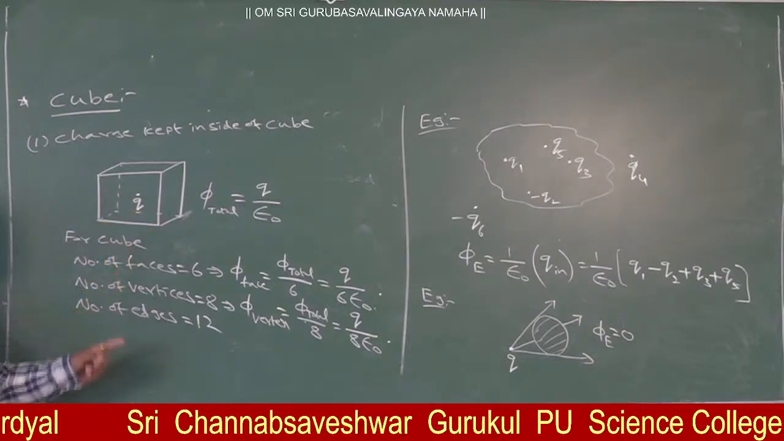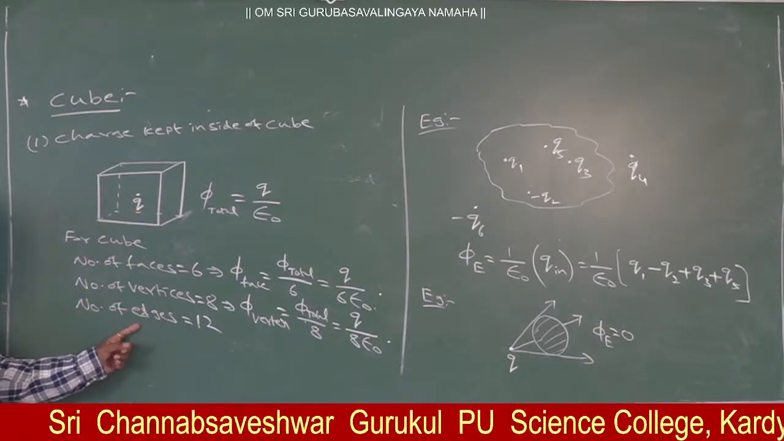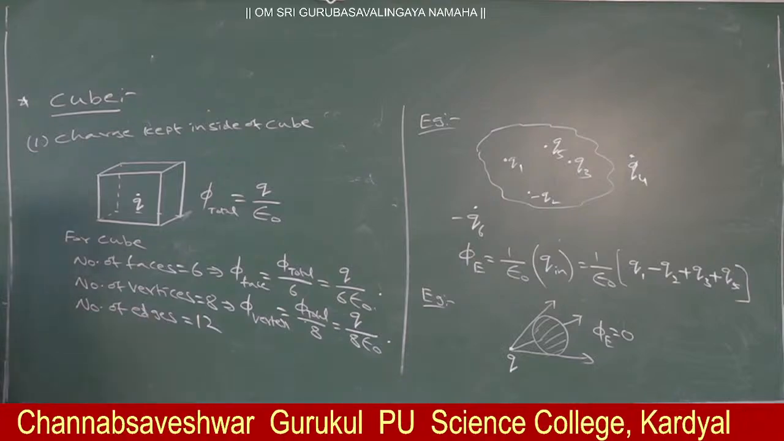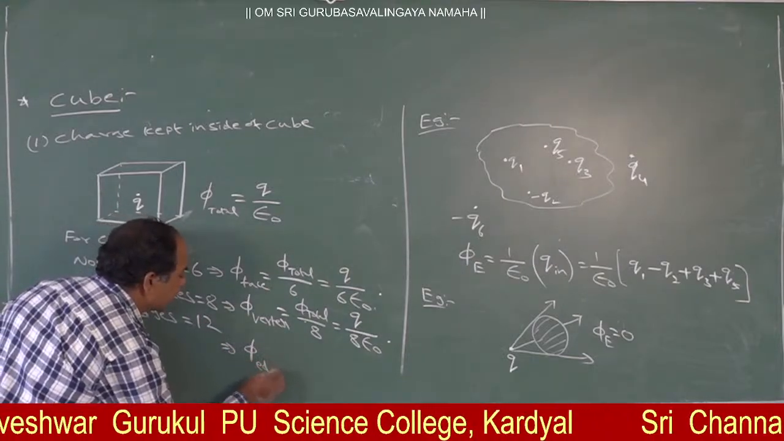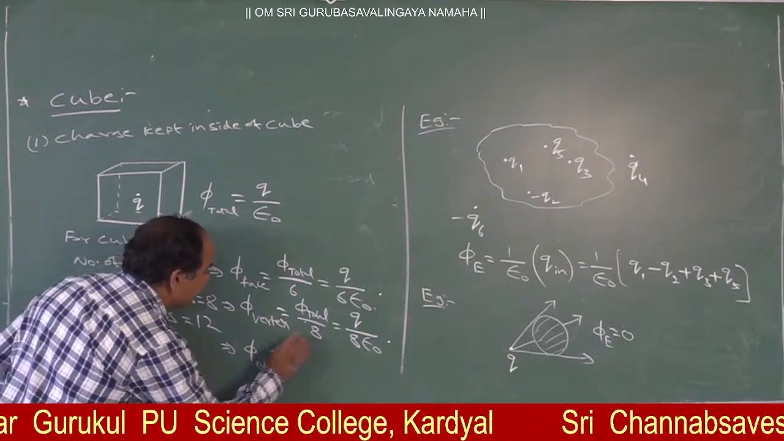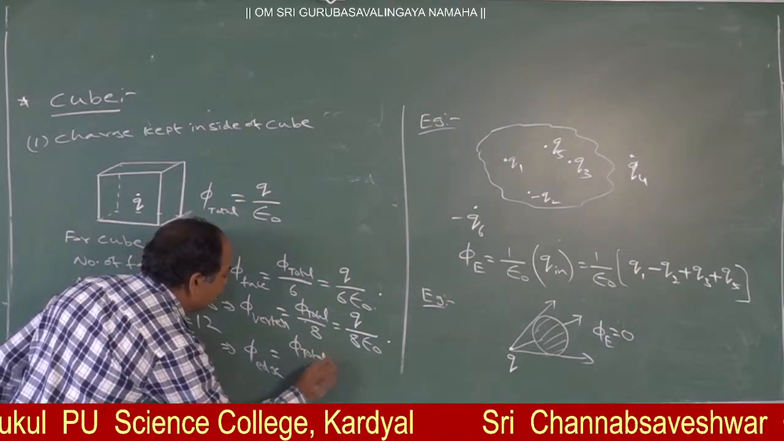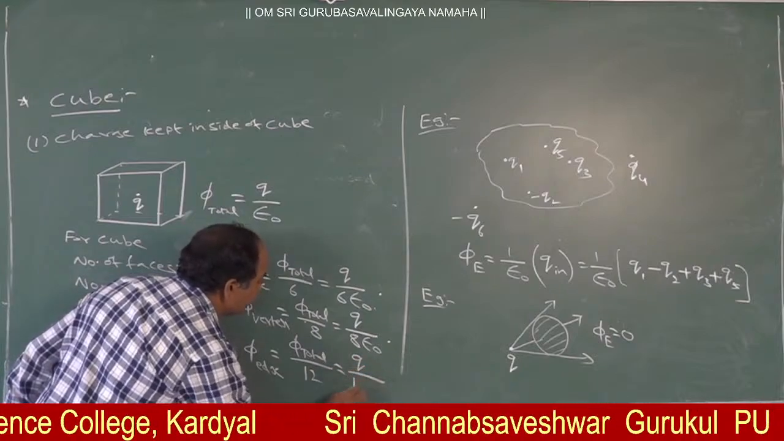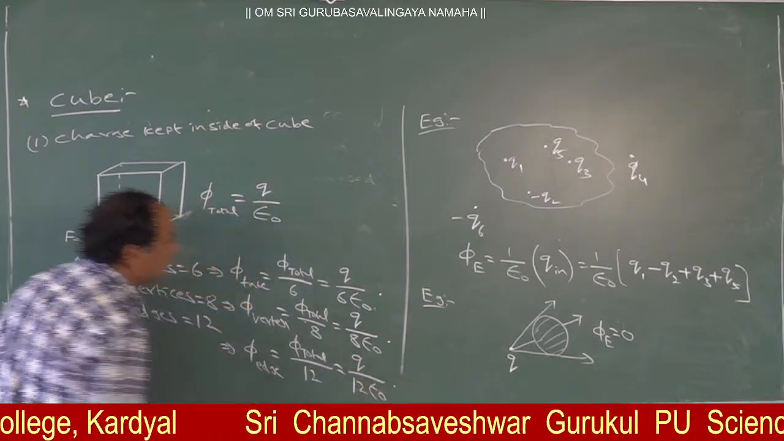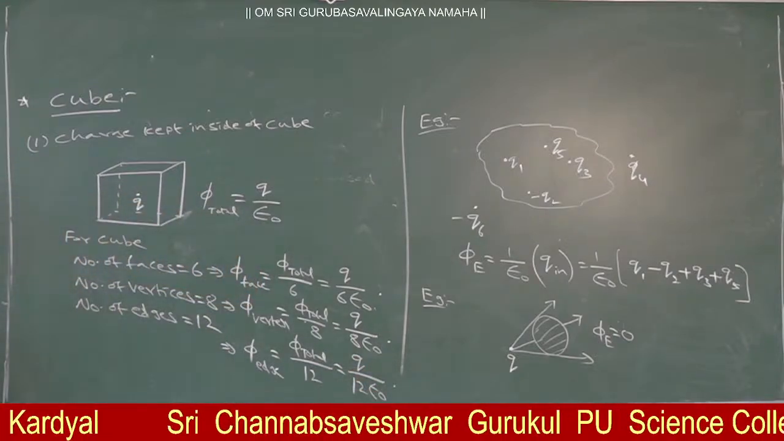Similarly, the total flux is shared by how many edges? 12. So phi due to each edge is equal to how much? Phi total divided by the number of edges. That means Q by 12 epsilon naught. Like this we are able to find out.